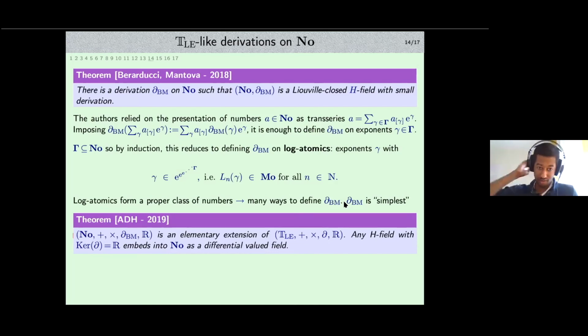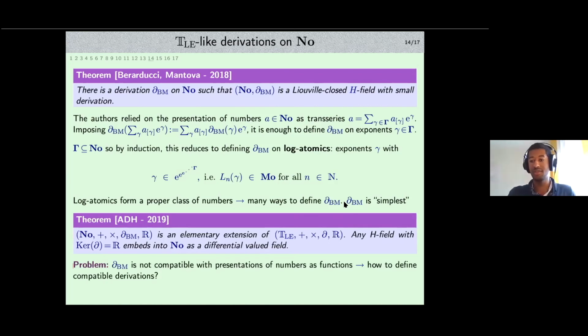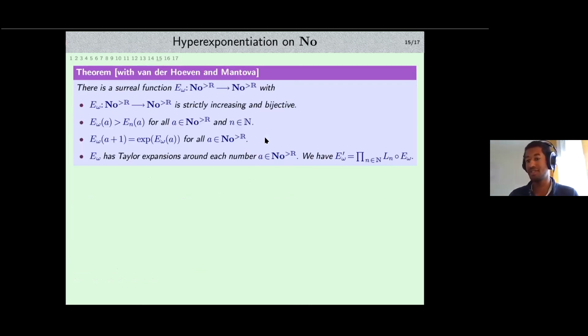And so later, ADH proved that actually you have a model of the theory of transseries. So this is a really good derivation on NO, which turned it into a nice model for H fields. One problem is that you don't have the thing that we had earlier with seeing transseries as functions. So Berarducci and Mantova proved that you don't have a composition law on NO that would be compatible with the derivation and satisfy the same properties. So what I'm doing is trying to find another derivation that would satisfy this.